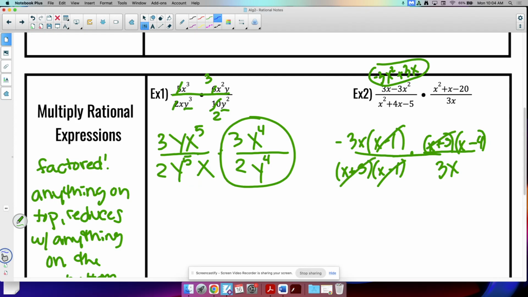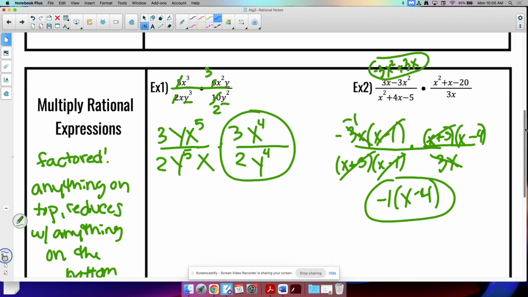Anything else that can cancel? The 3x. With this 3x, be careful, because what's going to be left over up top here? Yep, a negative 1 if you want to attach a number to it. So anything on top cancels with anything on the bottom. So up top, we're left with a negative 1 and an x minus 4. Do we have anything left over on the bottom? No. So multiplying is literally just simplifying, except for instead of one fraction, you're going to have 2 that you have to go through all the steps with.